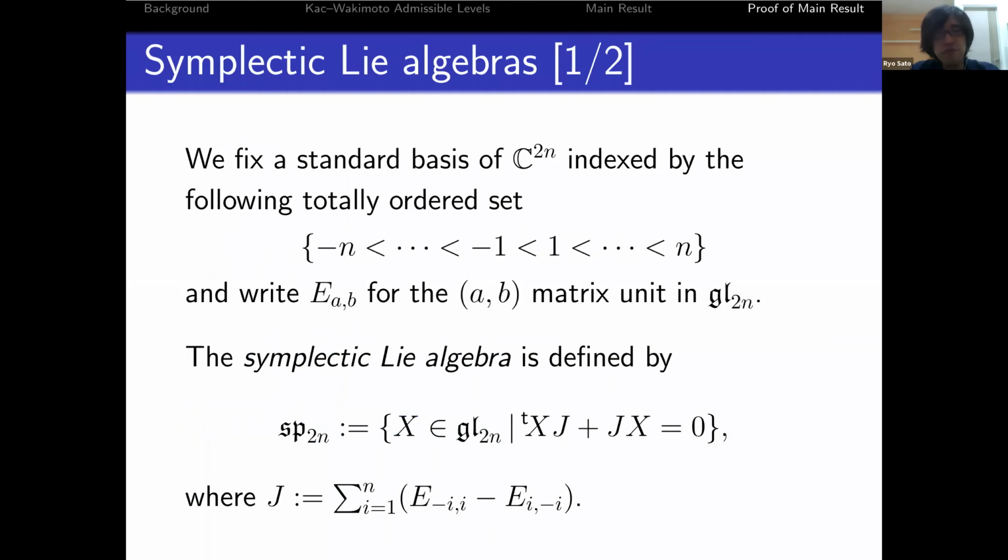We use the oscillator representation of the symplectic Lie algebra. So we recall the definition of the symplectic Lie algebra. We pick the standard basis of the n-dimensional vector space like this. Then the symplectic Lie algebra is defined by this matrix J, where J squared is equal to minus the identity matrix. Then the corresponding invariant relation defines the symplectic Lie algebra.